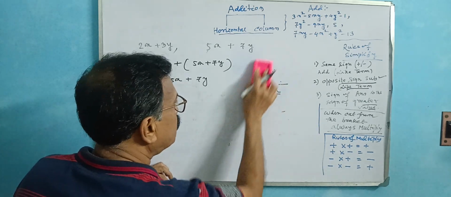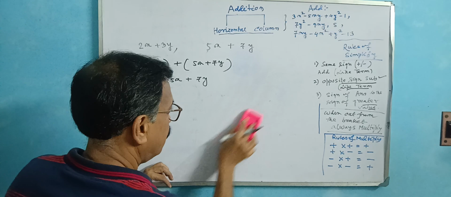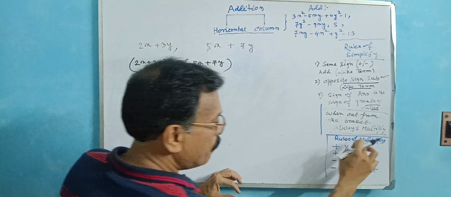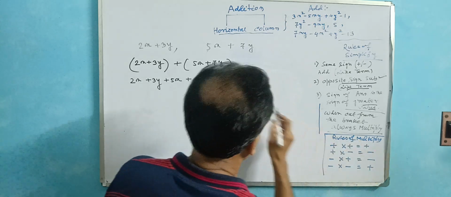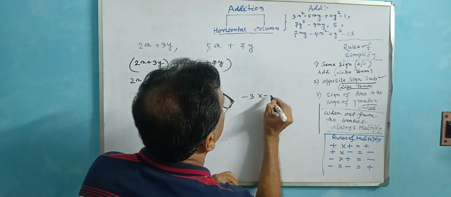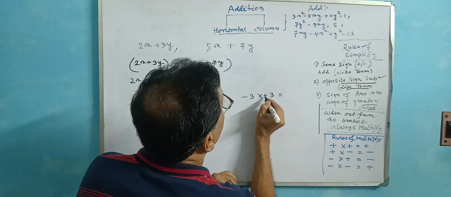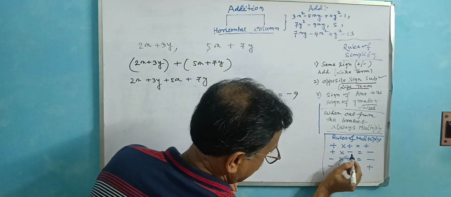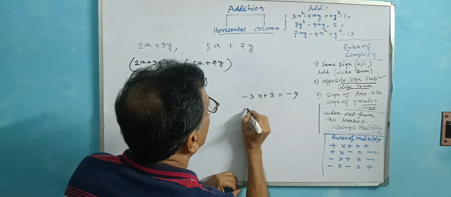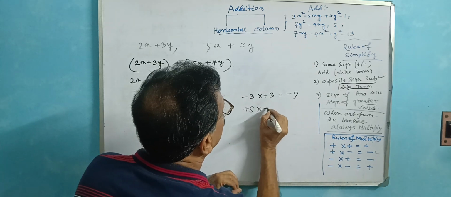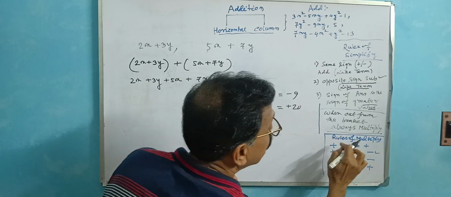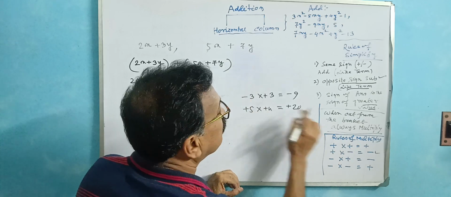Out of the bracket, you always multiply using the multiply rule. What is the rule of multiply? Plus into plus is plus. Minus 3 into plus 3, plus minus minus, 3 3s are 9. Plus 5 into plus 4, plus 4 5s are 20. The answer is plus.